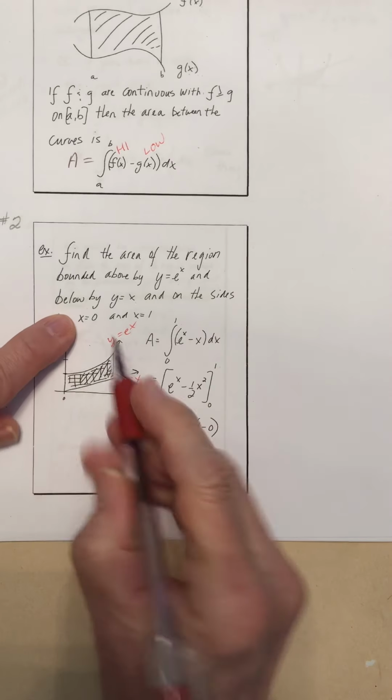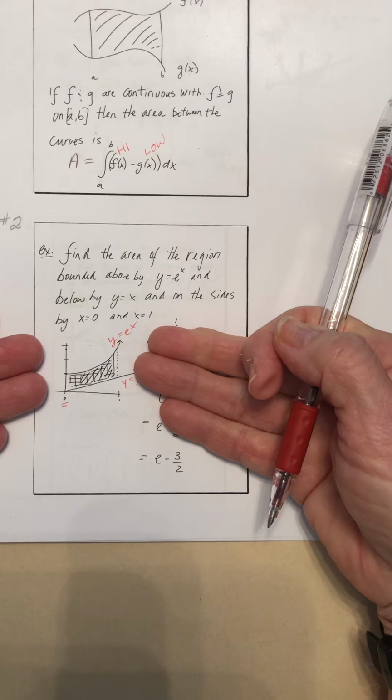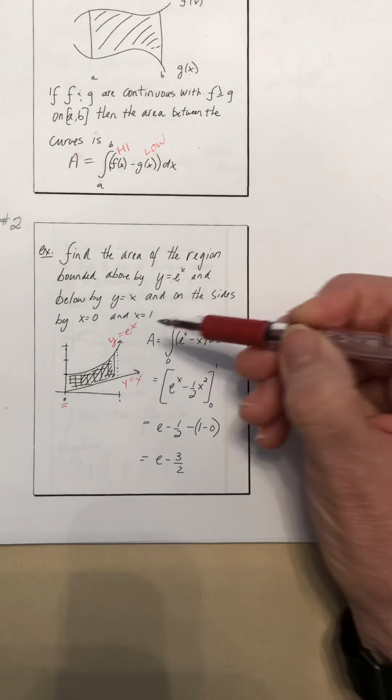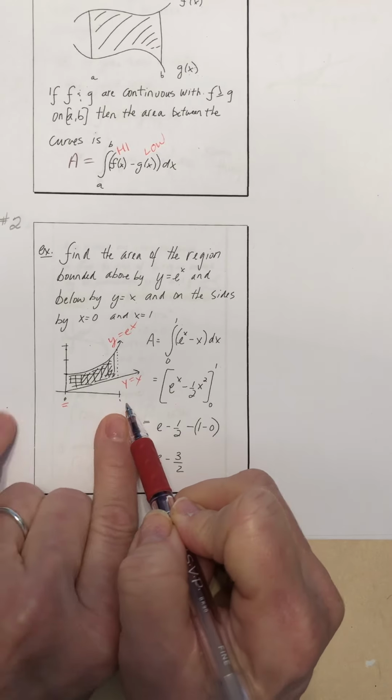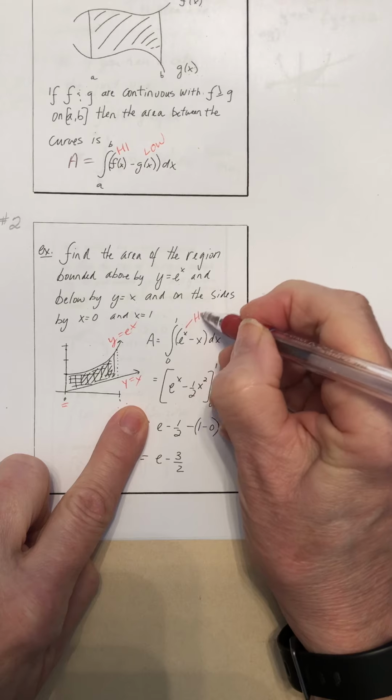They're saying I'm going to start at x equals 0 and I'm going to go to 1. So that's the area I'm looking at. It's really easy to see the high function minus the low function. So it all starts at 0 and it goes to 1. Those were given in this case. And there's my high function.